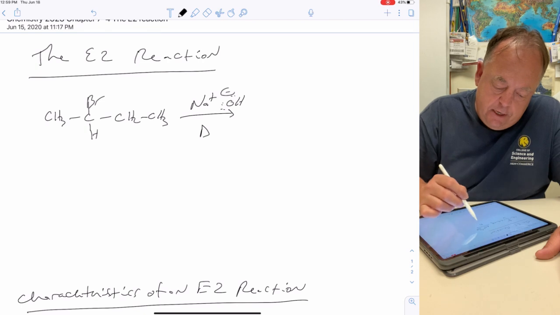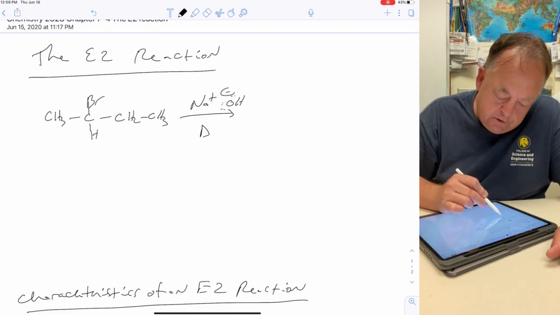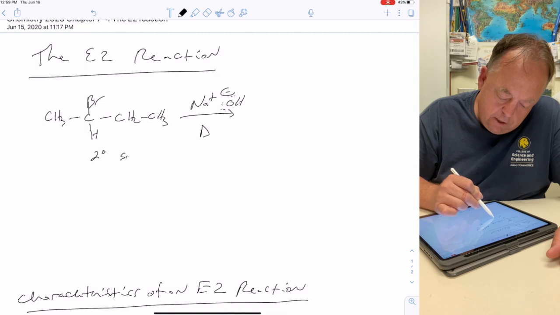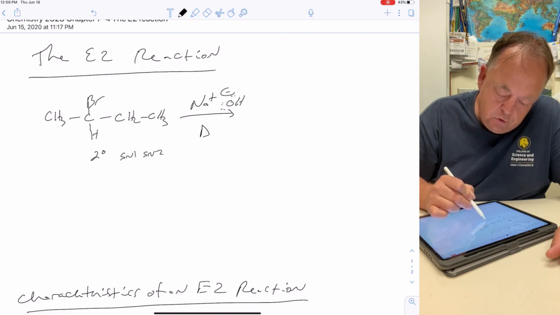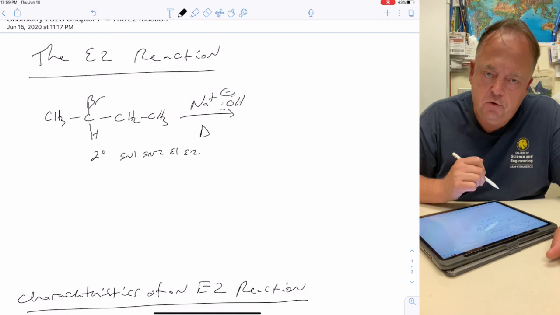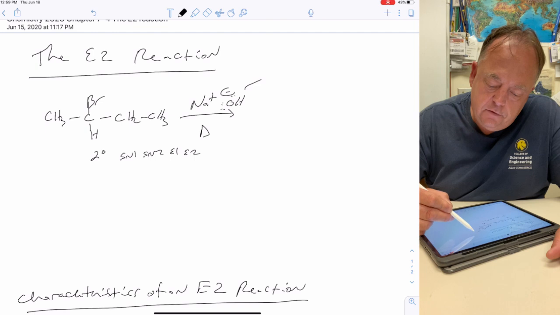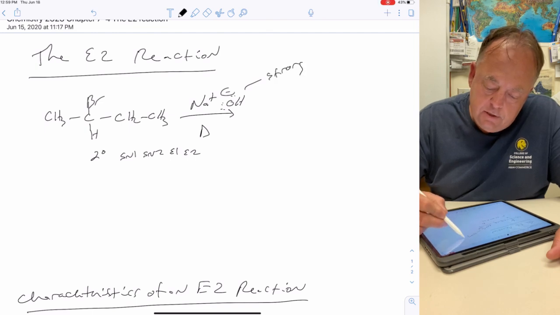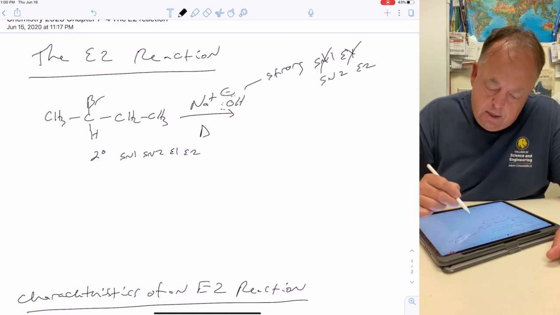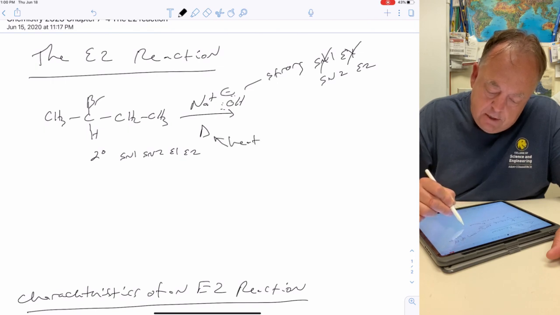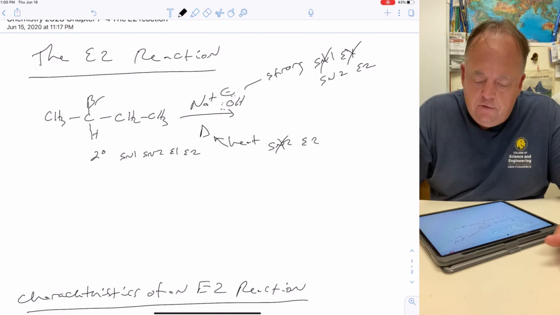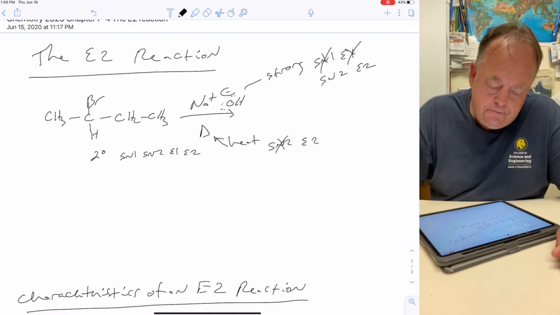If we take this alkyl halide, it's secondary, so that's okay for SN1, okay for SN2, okay for E1, okay for E2, as we'll see. Now the base or nucleophile is strong. That's going to eliminate SN1, and that's going to eliminate E1. Strong is good for SN2 and E2. And then we throw in heat, and that's going to eliminate SN2. That's great for E2. So this fits the characteristics for an E2 reaction.